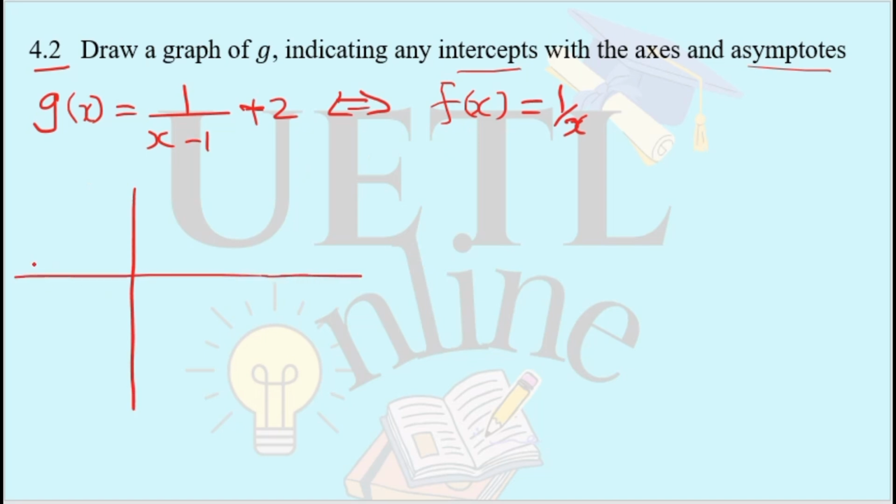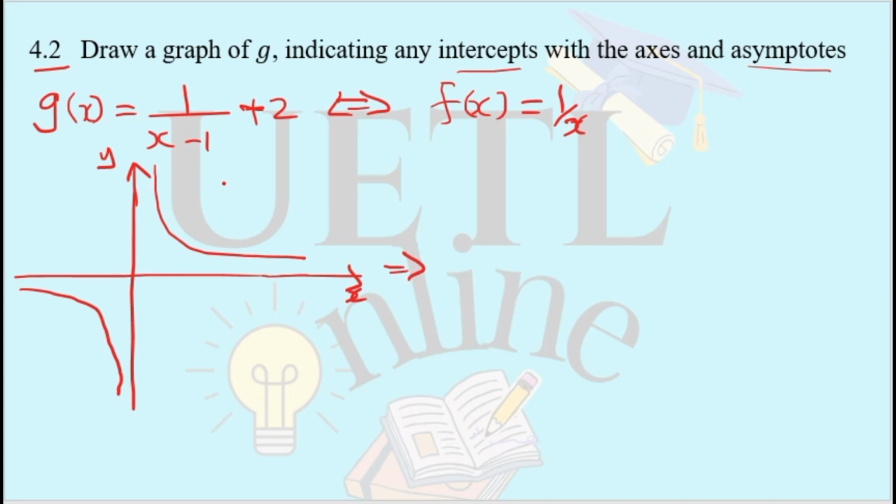You can draw a better one, but I'll just draw a rough sketch using my bare hands. So this is the graph of f of x. This is the y and this is the x. Now we are going to do the transformations. The shape doesn't change, we're just going to move the asymptotes.